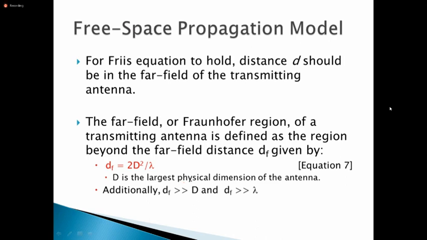So here capital D is the largest physical dimension of the antenna. That is the diameter of the antenna. Antenna එකේ diameter එක. හරිද? So the DF should be greater than capital D. DF කියන්නේ Fraunhofer distance එක. Fraunhofer distance එක අනිවාර්යෙන් antenna diameter එකට වඩා වැඩි, සහ wavelength එකටත් වඩා වැඩි. හරිද?